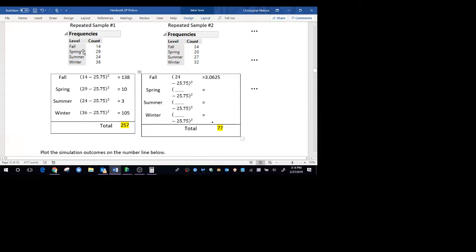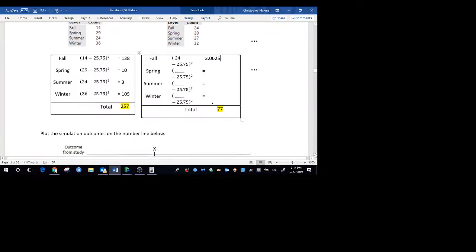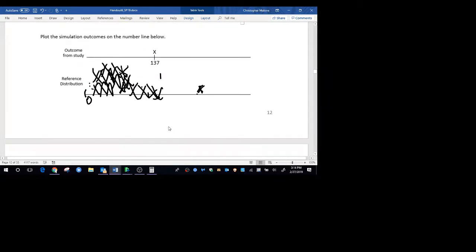So that means when I go to difference them and square them, I should end up with quite a few small values here. All right, so on these reference distributions, we tend to have values that are close to 0 here.